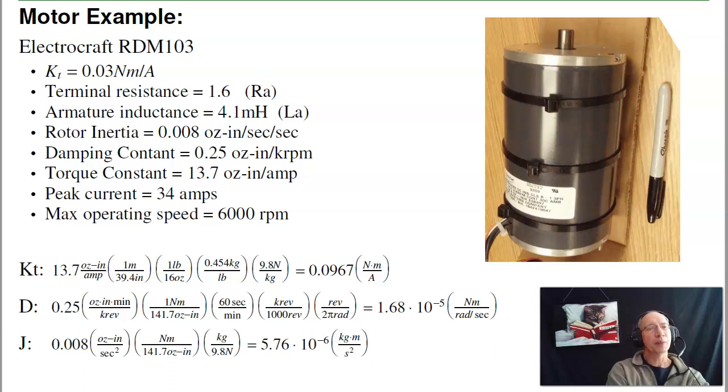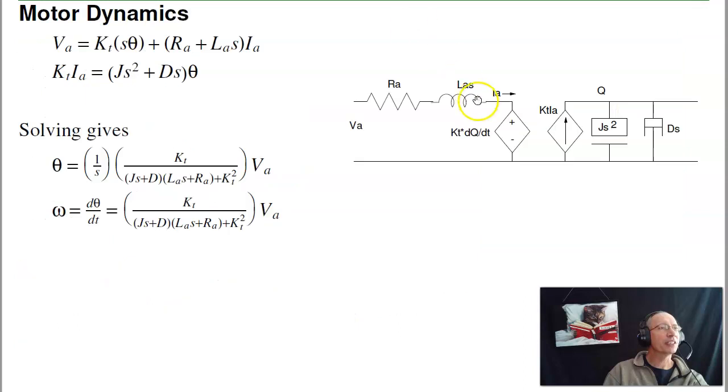And if you have a motor that you buy off eBay, I can figure out what the transfer function is. For example, here is an Electrocraft RDM 103 motor. If you look at the data sheets, it gives you the torque constant, Newton meters per amp. That's nice. The terminal resistance, that's a parameter. Armature inductance, that's a parameter. I actually have 5 parameters I need to find: the torque constant, resistance, inductance, inertia, and friction.